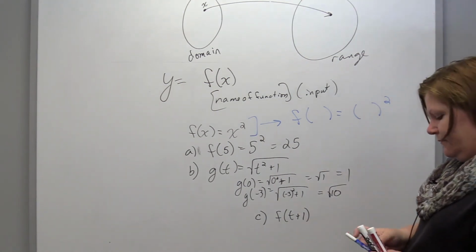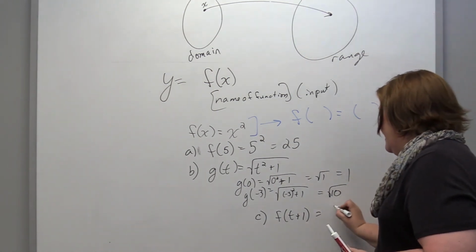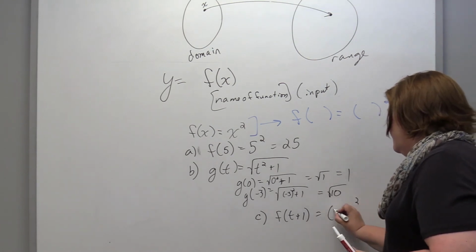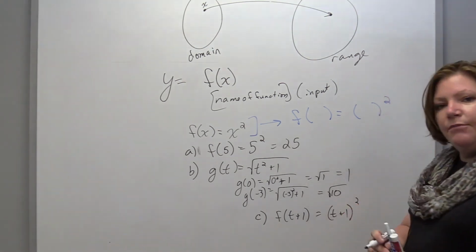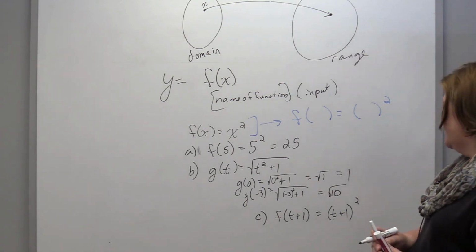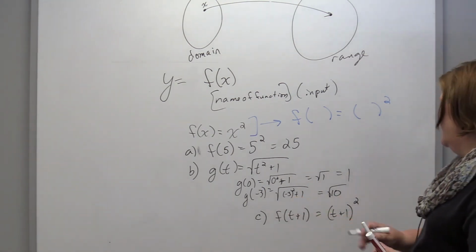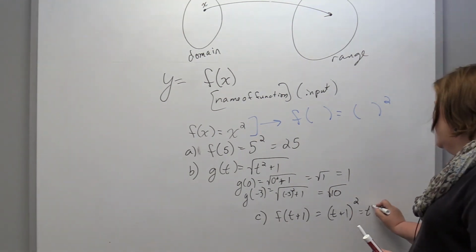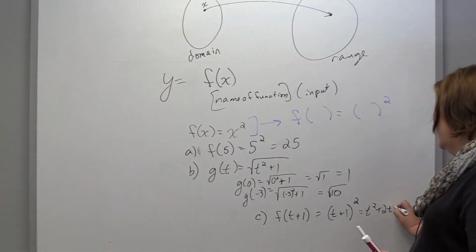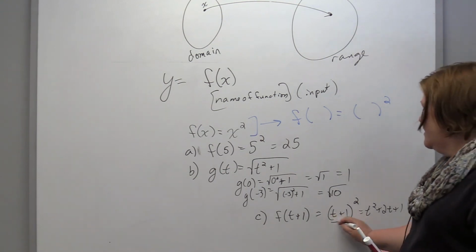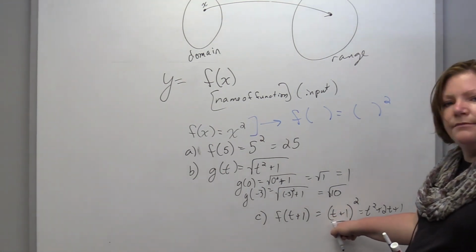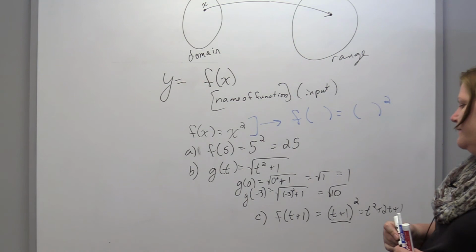So here t plus 1 is my input, so it's t plus 1 quantity squared. And I could expand that out, FOIL it out if I wanted to, to get t squared plus 2t plus 1. Either of those would be fine. In fact, a lot of times this might be easier to deal with.